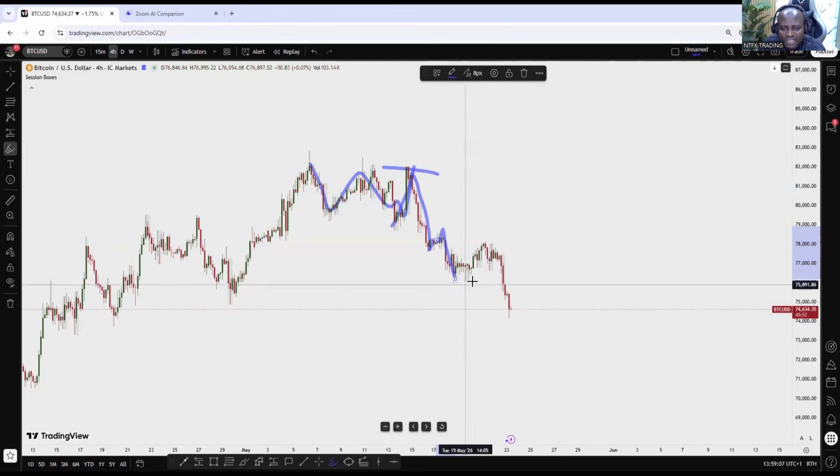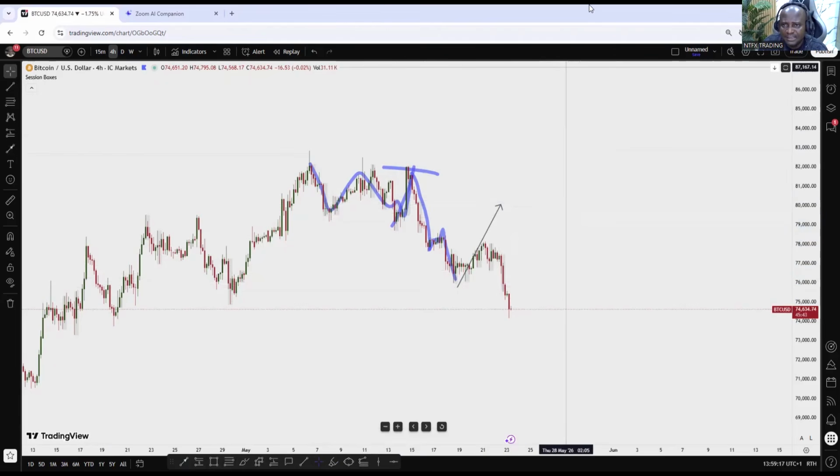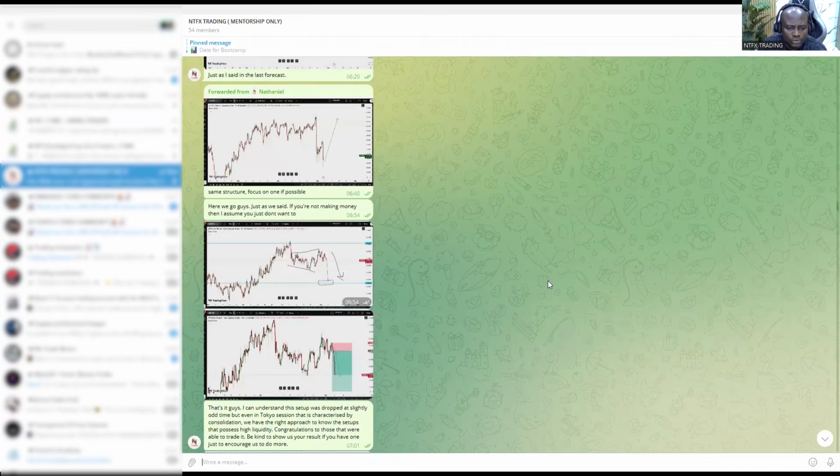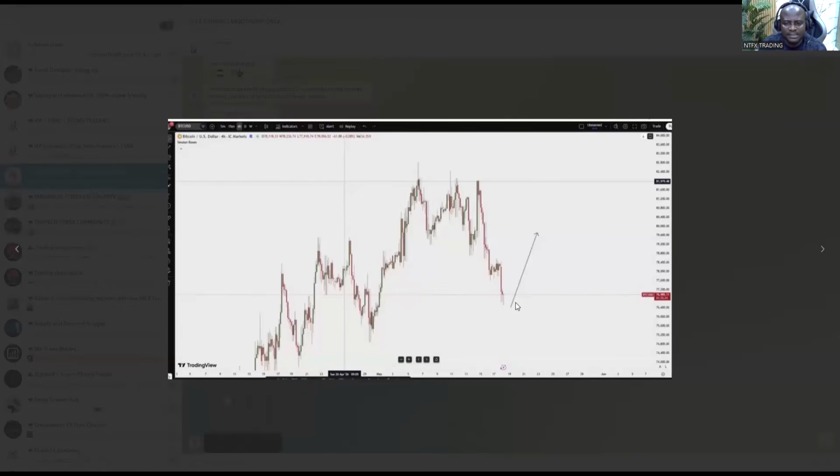Okay, right here we expected a pullback, and I did give a setup for this pullback, but I expected the pullback to be a little bigger. Can you see proof for this? Yes. I'm going to show you a proof for this. You go to Telegram, you see a proof for BTC. Can you see BTC? Can you see at this level? We said from this level, buy to the upside. So I expected the corrective structure. I expected the push up to be up to this level, but it just stopped at this level, and it made a move to the downside. Okay, that was the forecast for BTC, guys.